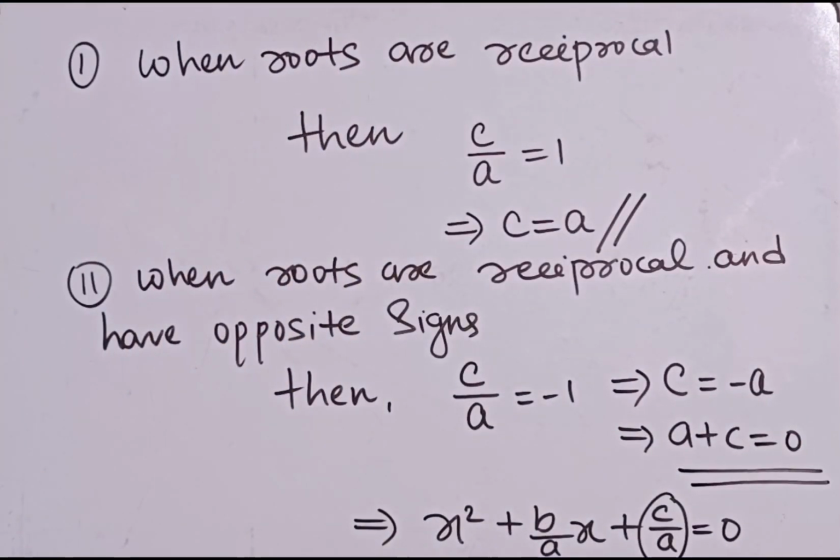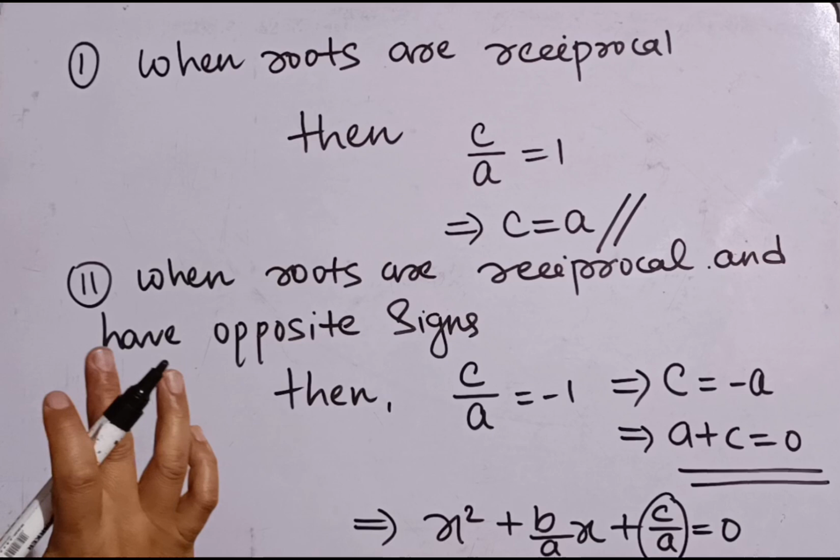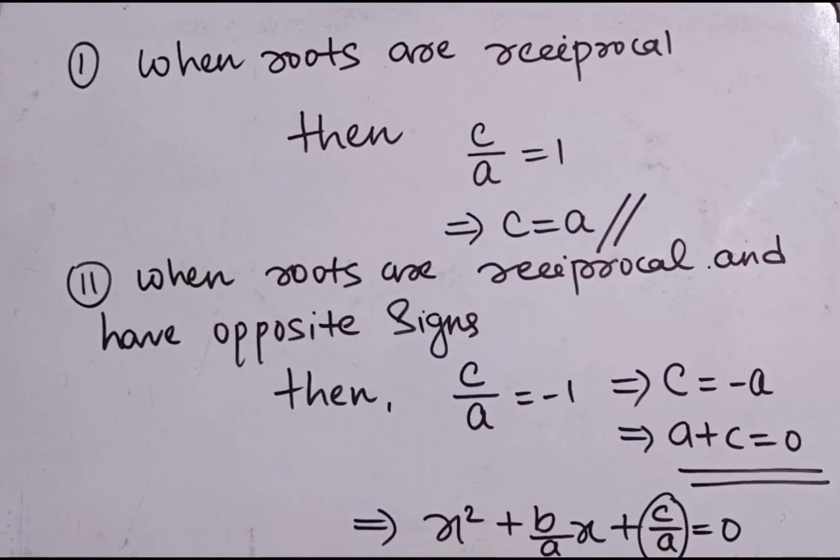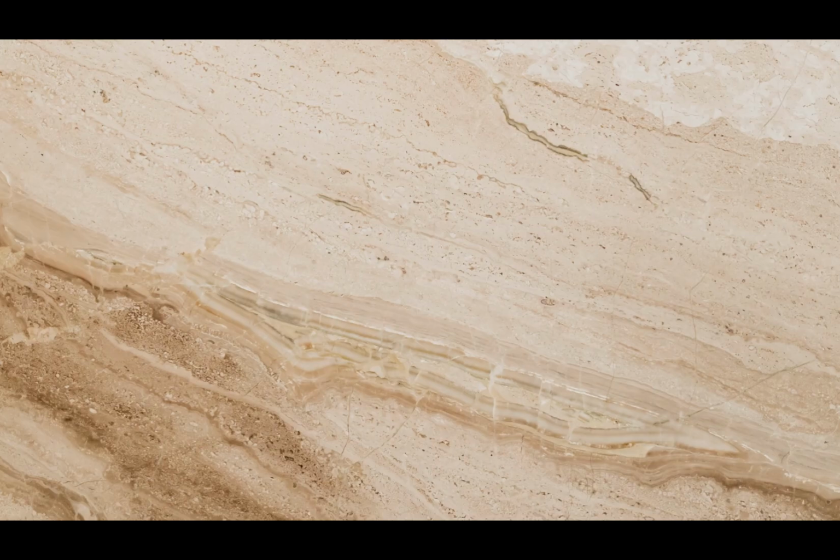So this is the condition when the roots are reciprocal but have opposite signs, and this is the condition when the roots are reciprocal only. So these are two different conditions for two different cases.